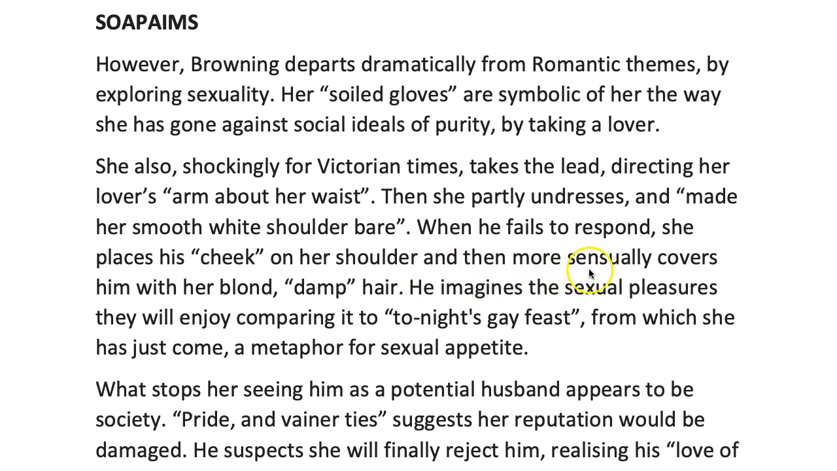And then she more sensually covers him with her blonde damp hair. So she puts that actually over his head. He imagines the sexual pleasures they will enjoy, comparing it to tonight's gay feast. But unfortunately, tonight's gay feast is where she's just been without him. So this is a metaphor for sexual appetite, but also for her appetite not fully involving him, because he's been excluded from tonight's gay feast.